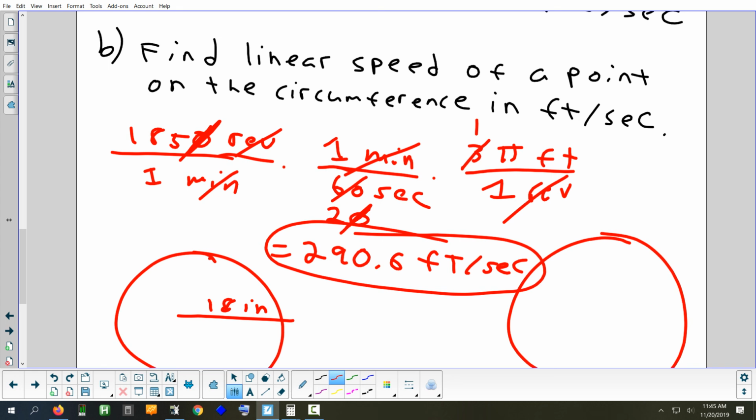If you compare that to the speed we found before, we had like 34 feet per second. This is way faster. What if you didn't reduce it? It'd be fine. If you did 1,850, you should still get 290 as long as I didn't make a mistake. So once you find the circumference, it's always over 1 revolution. The circumference is a revolution. So you have to find the circumference first. You always have to find circumference when you're converting between angular and linear.